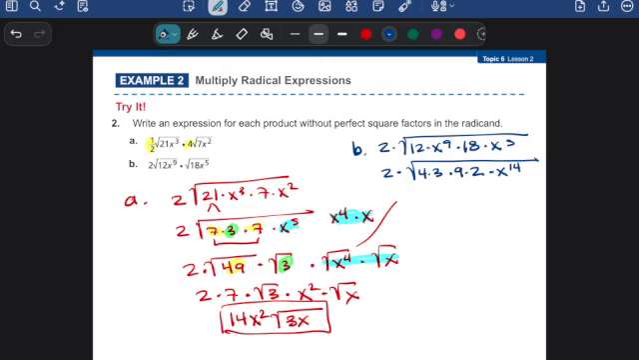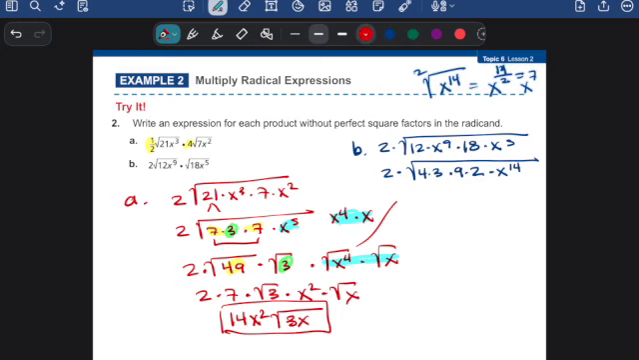That's an even exponent. So if I take x to the 14, the square root of x to the 14, and I write it as a rational exponent, remember, the root is the denominator, and the exponent underneath the radical becomes the numerator. What is 14 divided by 2? 7. So now this becomes x to the 7. So I want that because that is a perfect square exponent that I can simplify.